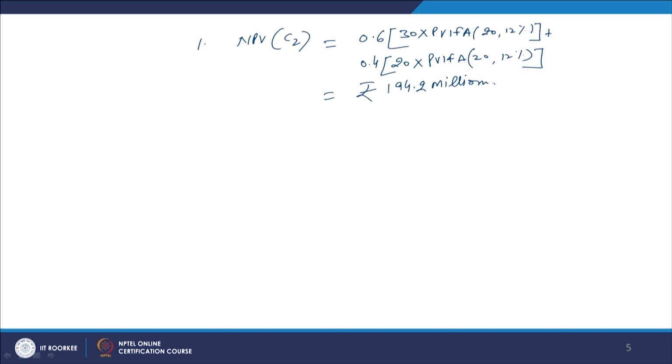194.2 millions is going to be the cash flow of this particular. One correction I would like to make here: this is not the NPV actually. In the book it is written as NPV, but this is not NPV, this is basically the present value. This is the present value of the cash flows. So, present value of the cash flows is going to be 194.2 millions, right. This is the step number 1.